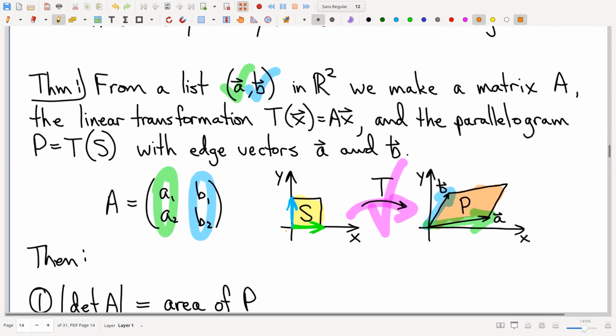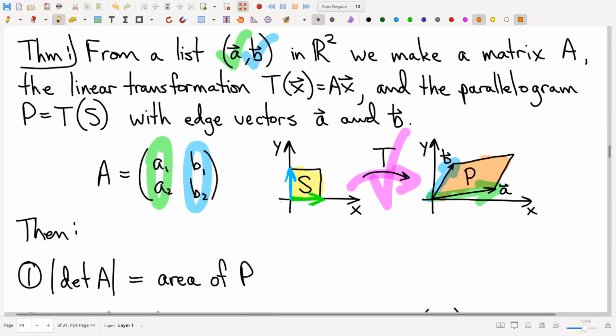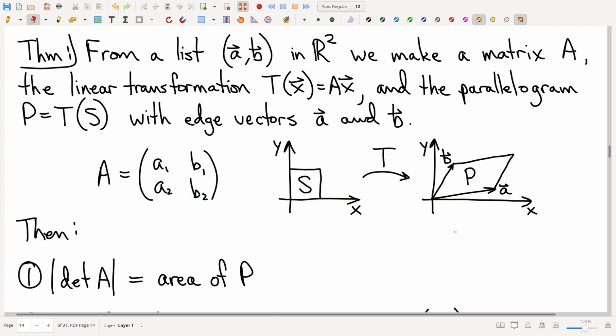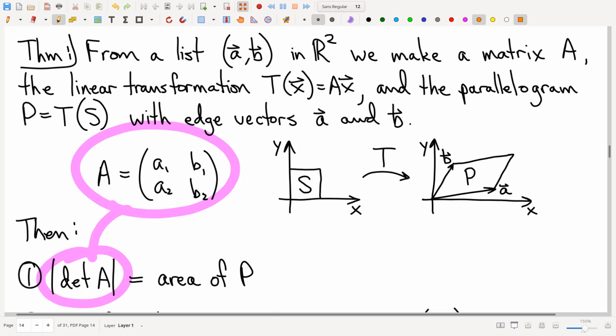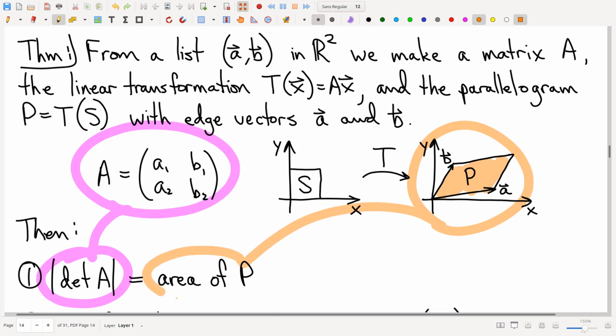Okay. All right, so here's the first important statement. And I got to clean up the mess here. The very first important statement is there is a shocking relationship between the matrix and the parallelogram, namely, as I have written here, the absolute value of the determinant of the matrix will always be the same as the area of the parallelogram. That is, I think, a really shocking fact.